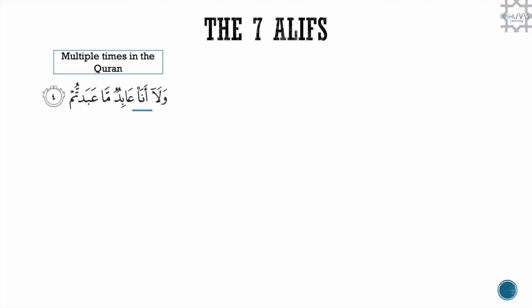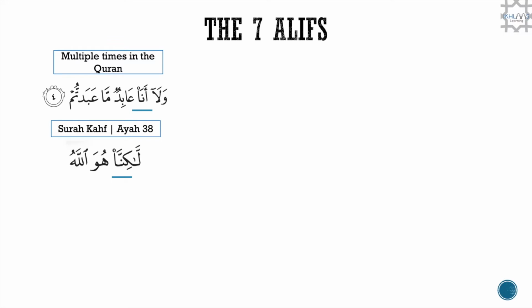You will see multiple times in the Quran the word ana. It will be an alif, which is a small circle on top of it. So if we have a look at this first ayah, وَلَا أَنَا عَابِدٌ مَا عَبَدْتُمْ. If we continue to recite, we don't pronounce that alif. It's silent. However, if we are going to stop there, we will say وَلَا أَنَا and read that alif for 2 counts.